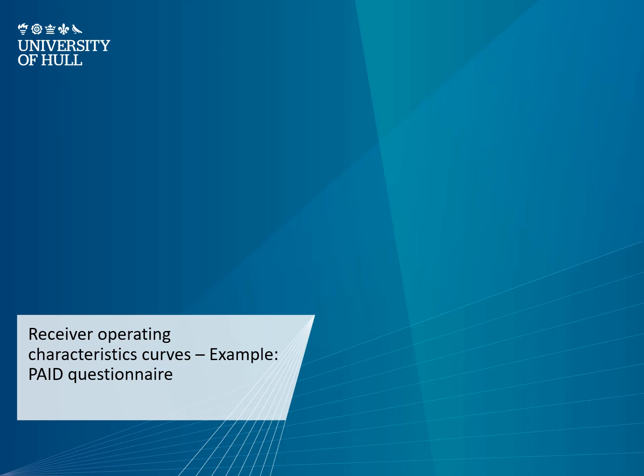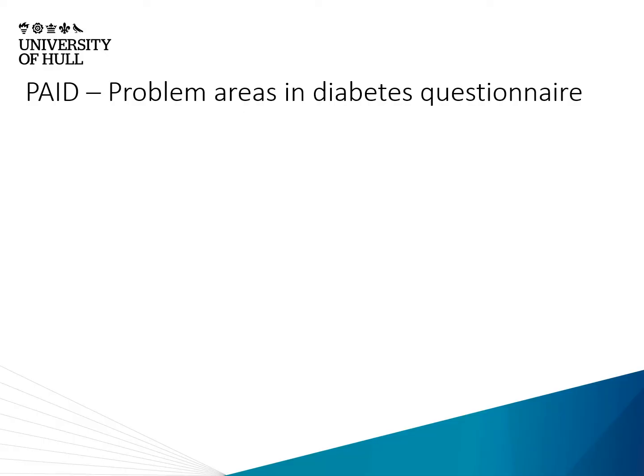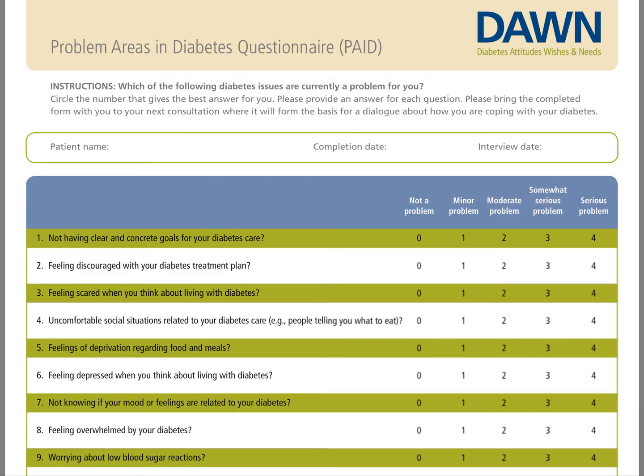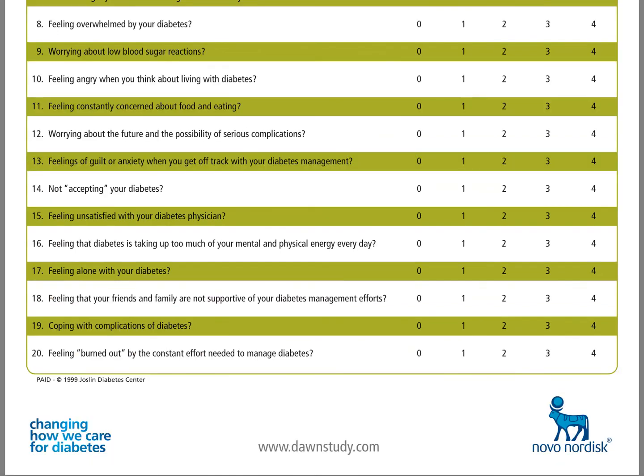So let's use a real example, the PAID questionnaire. The PAID questionnaire is the Problem Areas in Diabetes questionnaire. It's got 20 items. It's on a 5-point scale. And for example, asks, are you feeling depressed when you think about living with diabetes? From not a problem, 0, to a serious problem. And of course the score ranges from 0 up to 80. So here is an example of the questionnaire. More questions.